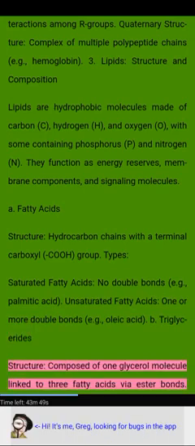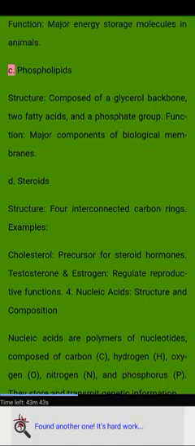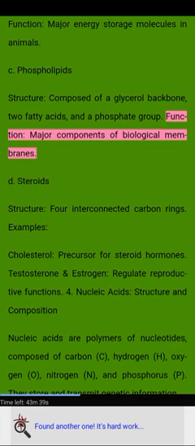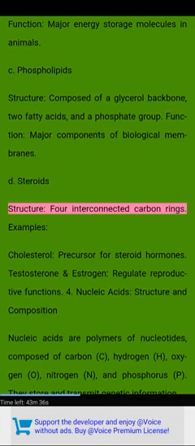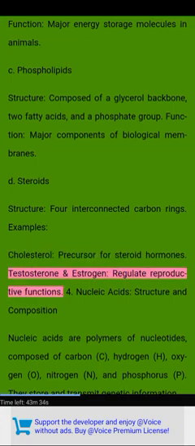B. Triglycerides. Structure, composed of 1 glycerol molecule linked to 3 fatty acids via ester bonds. Function, major energy storage molecules in animals. C. Phospholipids. Structure, composed of a glycerol backbone, 2 fatty acids, and a phosphate group. Function, major components of biological membranes. D. Steroids. Structure, 4 interconnected carbon rings. Examples. Cholesterol, precursor for steroid hormones. Testosterone and estrogen, regulate reproductive functions.